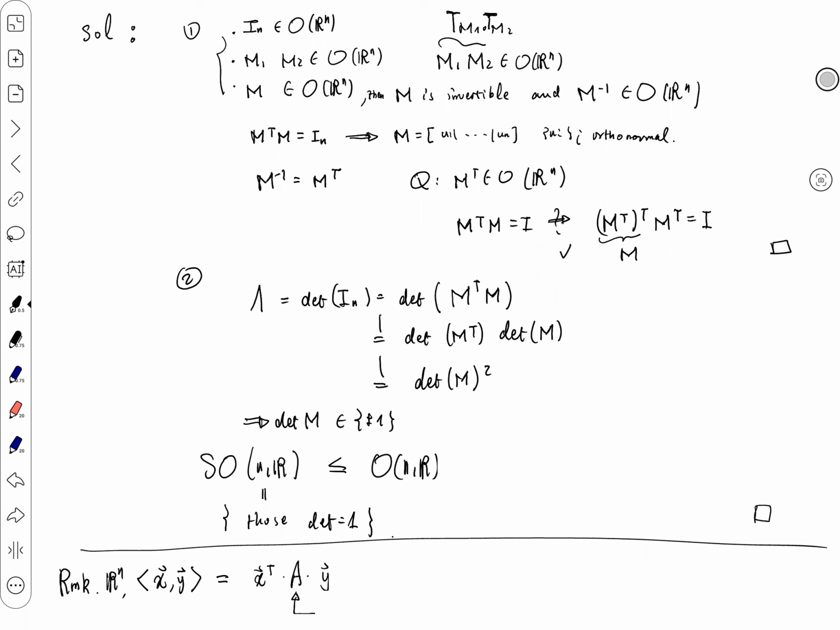So we will prove this in the exercise. We classify all the possible inner products. All the inner products would be given by a matrix A such that it is symmetric and positive definite, which means the eigenvalues are positive. Okay, we will show that in the following exercise.